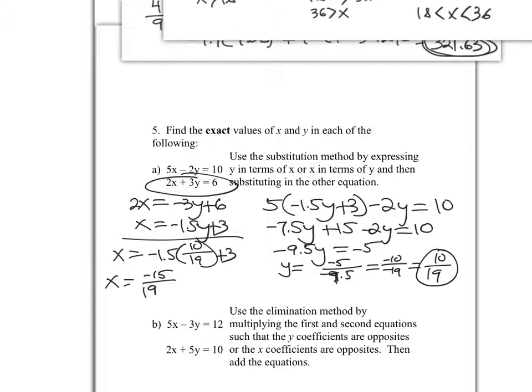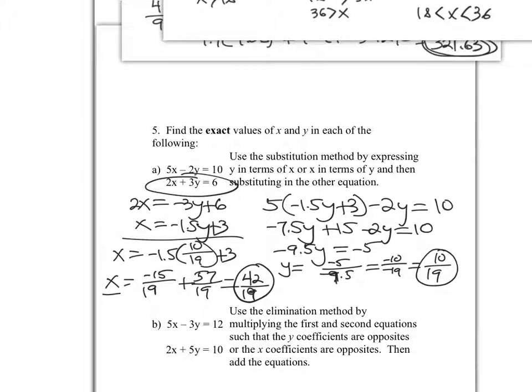We multiplied the negative 1.5 times 10 to give us negative 15 over 19. And plus 3, well, we want to have a common denominator, so 3 we can also express as 57 over 19, because 57 over 19 is 3. So now we can say that x is equal to negative 15 over 19 plus 57 over 19, which is equal to a positive 42 over 19. So that gives us our x value and our y value.